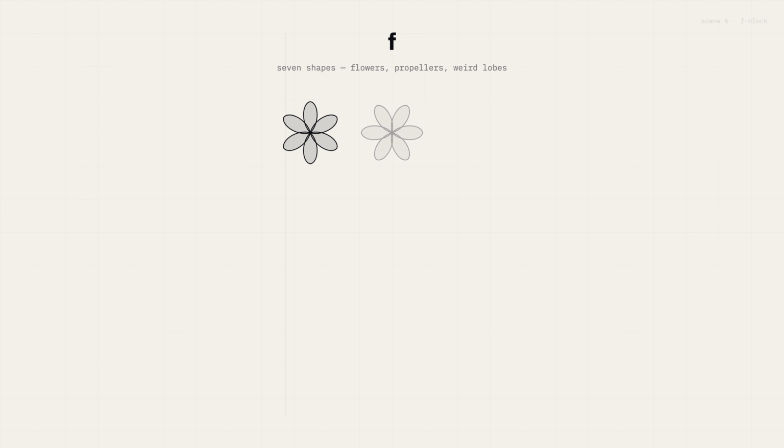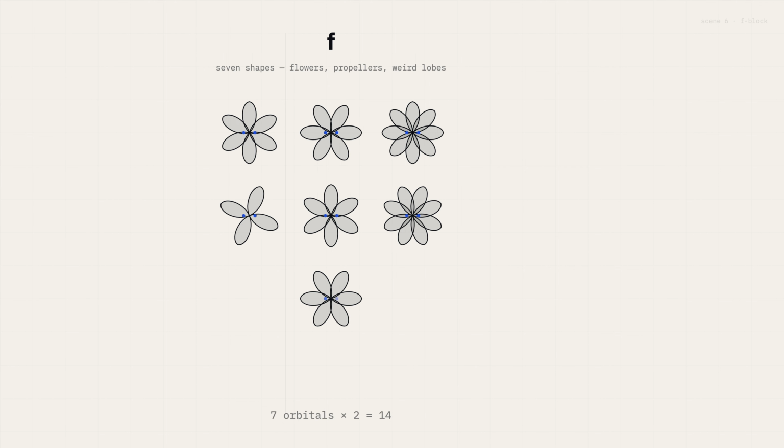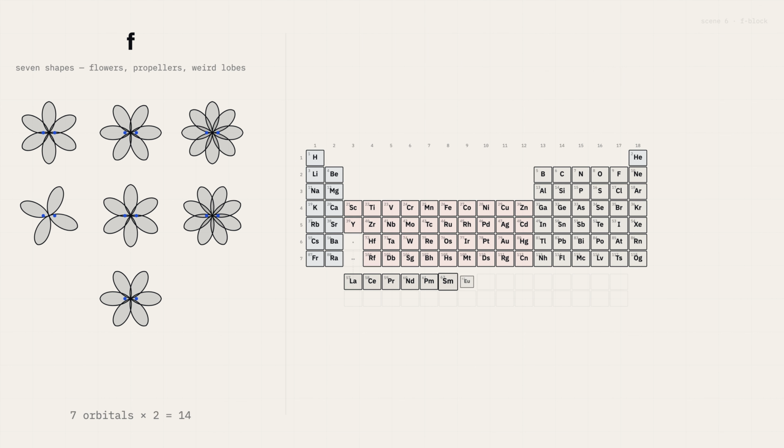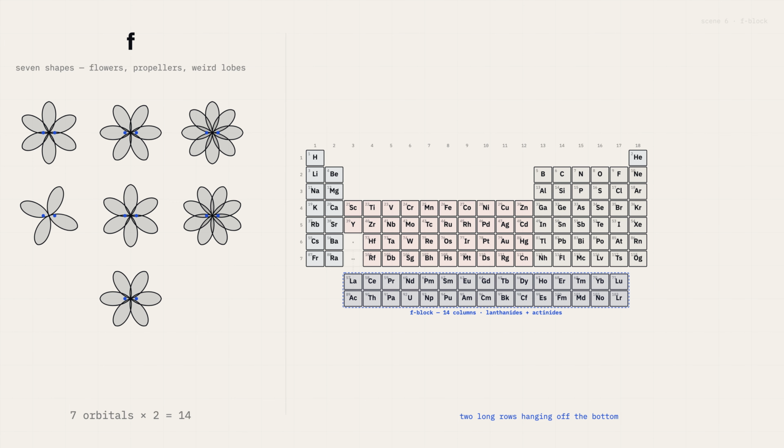And then there's F. 7 orbitals. And the shapes are so weird. Honestly, nobody draws them properly. They look like flowers, propellers, weird lobes everywhere. 7 orbitals, 14 electrons. And those 2 long rows hanging off the bottom of the table. Count them. 14 across. The lanthanides and actinides. That's the F block. So look at what just happened.